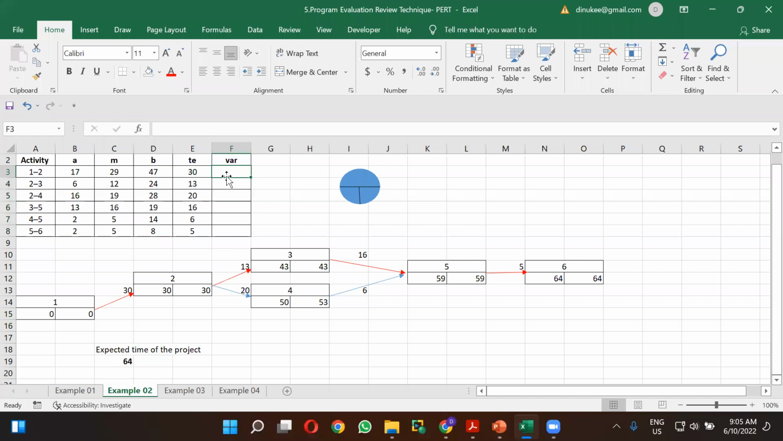So please calculate the variances for each of these activities. First you have to take b minus a, divided by what? B minus a divided by 6, and you have to take the power of 2. This is for the variance. This is for the standard deviation. As we want the variance, you have to take the power of 2.